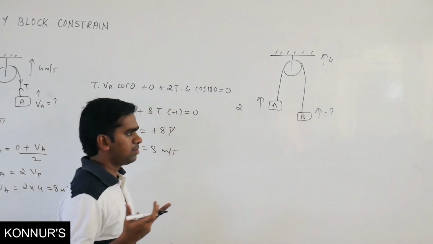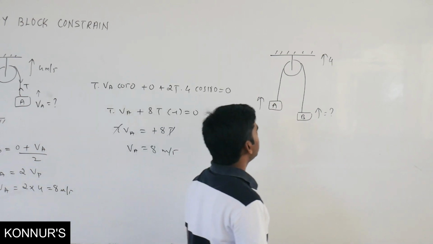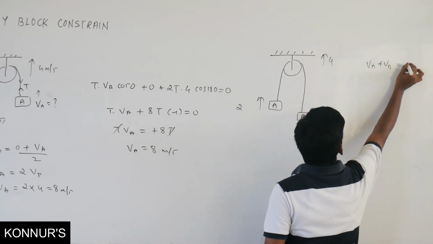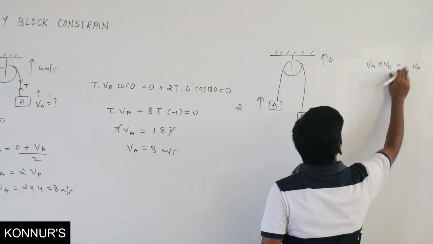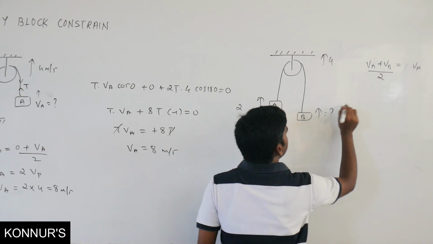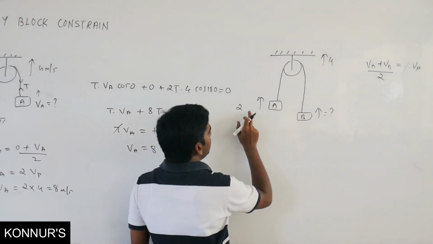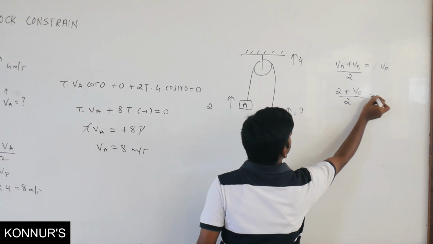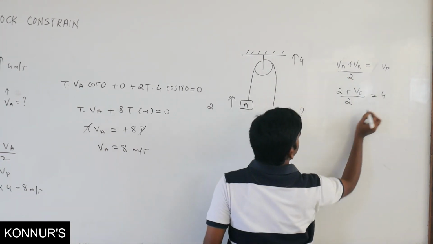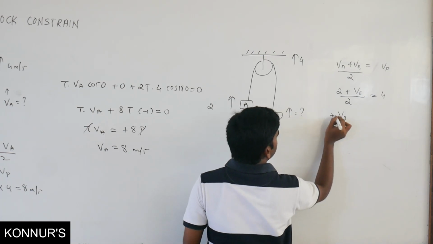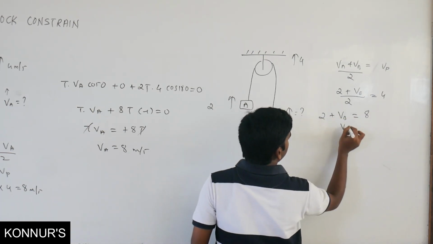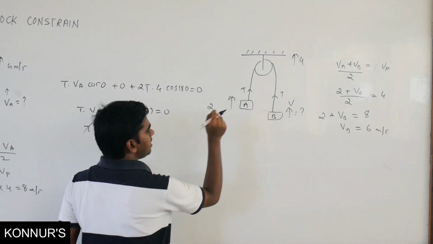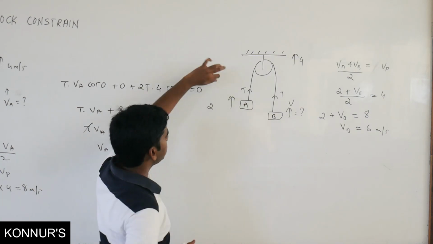So use your pulley method. If you use your pulley method, it will become VA plus VB equals 2 times VP, or VA plus VB by 2 equals VP. So what is VA? VA is 2, plus VB divided by 2 equals VP. VP is 4. So 2 plus VB equals 8. So VB equals what? 6 meter per second.